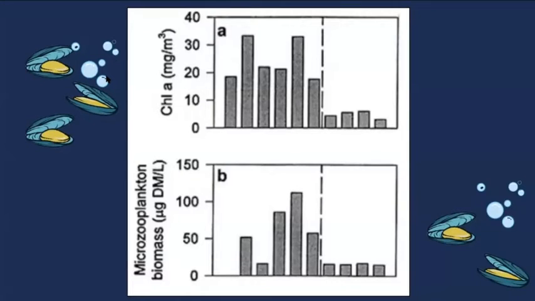So this is just a visual to compare before and after the zebra mussel invasion. The dotted line is an indication of the arrival of the zebra mussels in the Hudson River. And as you can see in figure B, the amount of zooplankton significantly dropped after the mussels were introduced to their environment.